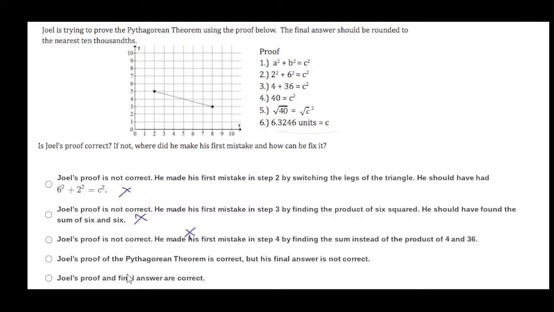Okay, so again there is a confusion, because if I take the square root I get a negative as well as a positive sign, but as here we are discussing length, it cannot be negative. So to me it is Joel's proof and the final answer are correct. I will say this is the answer.